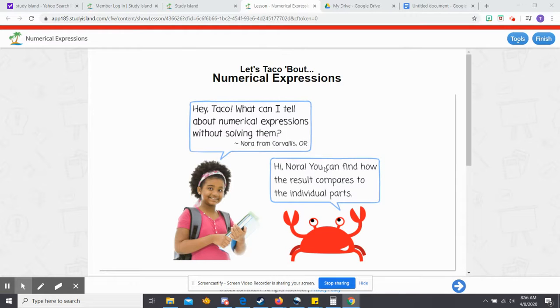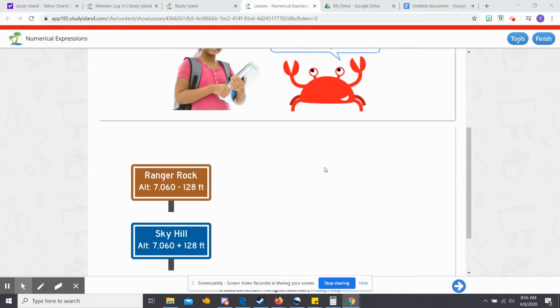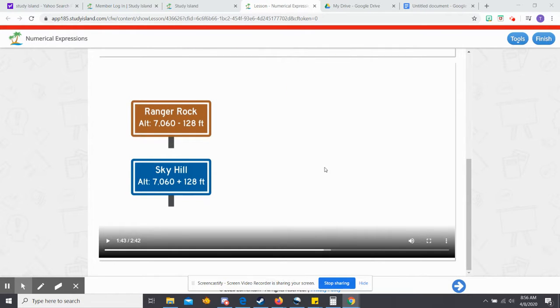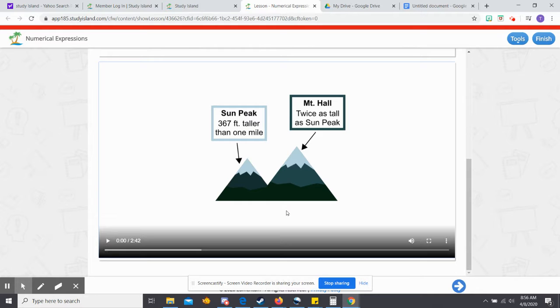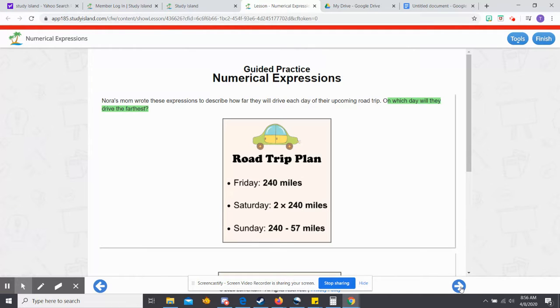All right, so we're going to talk about the lesson numerical expressions. I want to show you how to do the guided practice. Now, obviously, you're going to want to watch this video first on the lesson. It's going to kind of talk about how to do an example of this. But we're going to focus on the guided practice with numerical expressions.